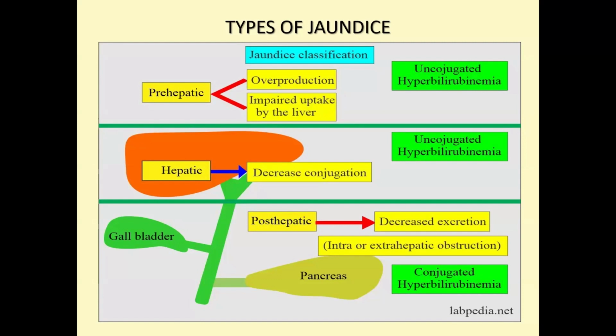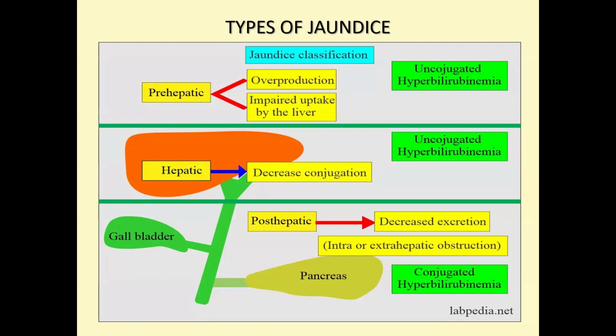When you see hepatic, there is decreased conjugation because of hepatic cell damage. So more of unconjugated bilirubin, and it can be a biphasic response. We'll see what the biphasic response is. Then there is an obstruction to the outflow of bile because of malignancy, gallbladder, okay?